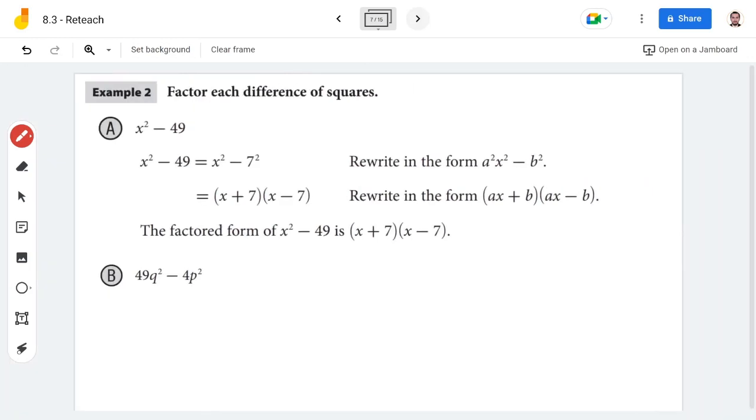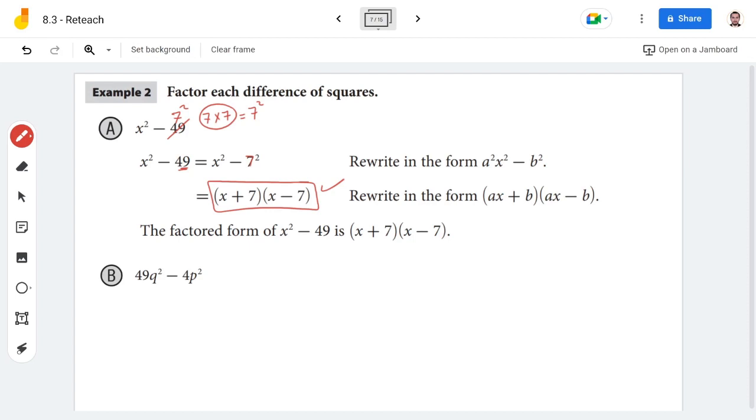Now, if you look at the examples, factor each difference of squares. If I have x squared minus 49, we know that 49 means 7 times what? 7 times 7. So I can change 49 and write 7 squared. So x squared minus 7 squared. Now this one is a difference of two squares, so I write x plus 7 and x minus 7, which is the final answer.